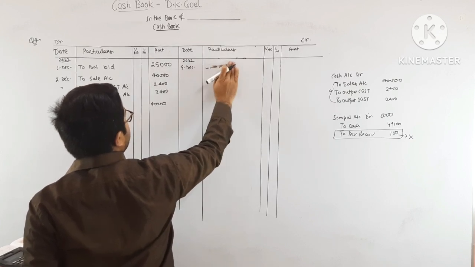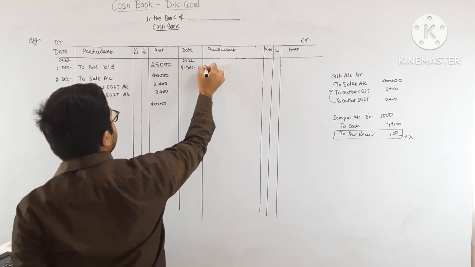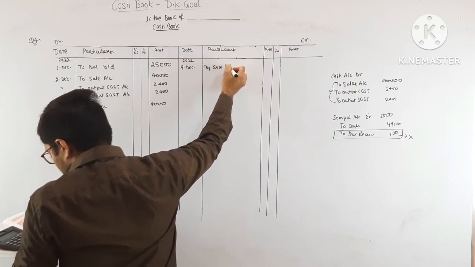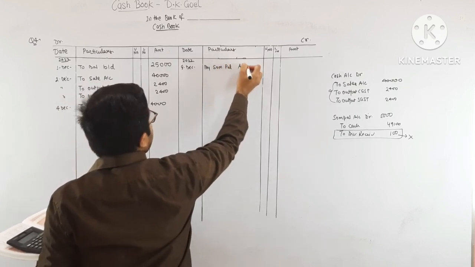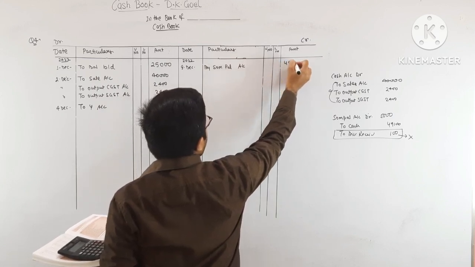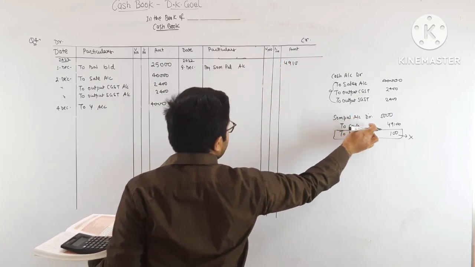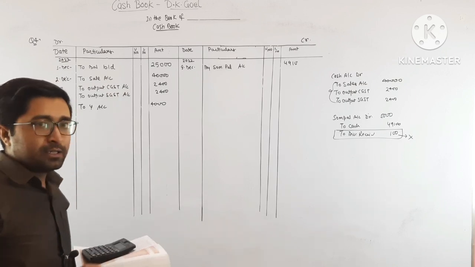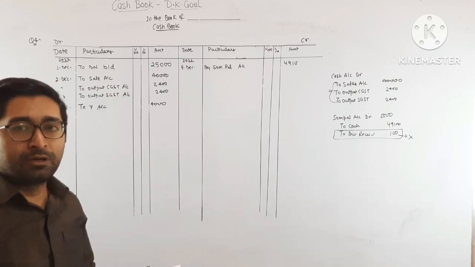And we write what? By Sompal account, and the amount will be 4,910, not 5,000, only 4,910 rupees. Clear? We will not record any discount received or discount allowed.